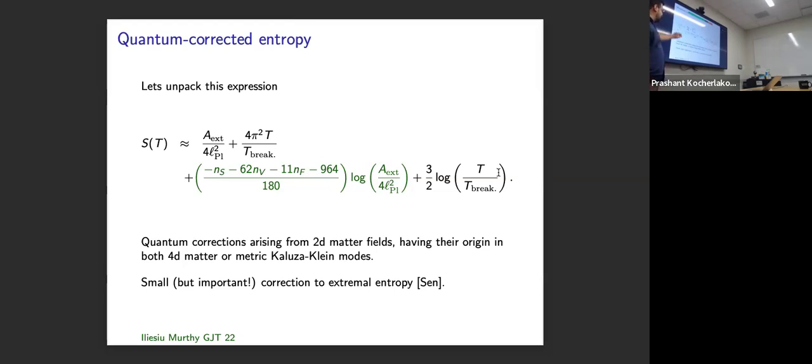Okay, so this is a small but important correction to the extremal entropy that was calculated by Ashoke Sen in a series of papers starting from 15 years ago. They're important because in the context of string theory, they can be compared to macroscopic countings. But his result was not complete. It was missing the last term that I will discuss next.